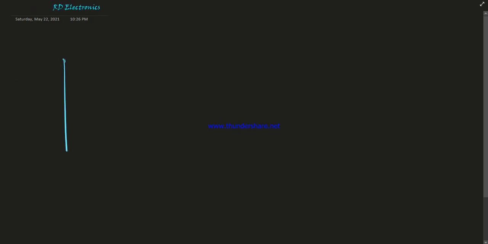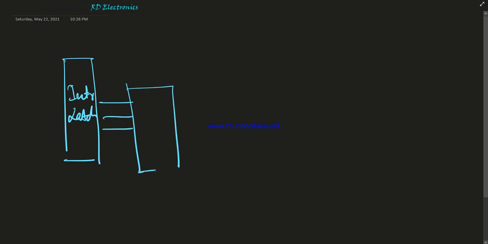This is the one internal latch, and this is the internal INTR, which I have written in short form. Here three address lines are connected, and here one decoder is present. All of this is internal to the 8155. This is where the chip enable pin is connected.